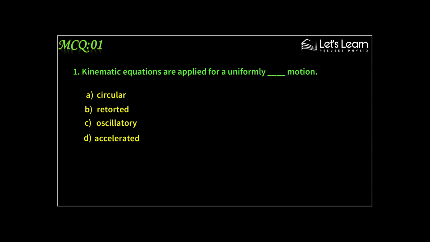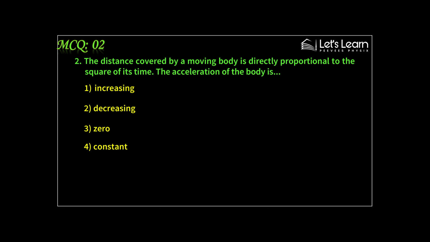We will do some MCQs. First MCQ, the kinematic equations, what we did before, all the 4 equations are applicable when acceleration is constant, which means uniformly accelerated motion. Second one, if distance covered by a moving body is directly proportional to the square of its time, then the acceleration of the body is constant. Why is it so? We can write s equals ut plus half at square. When starting speed is 0, this disappears. You can see here s depends on t square, which means s is directly proportional to the square of the time when acceleration is constant.